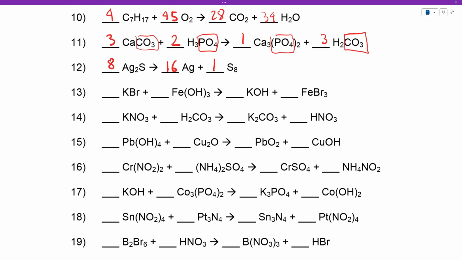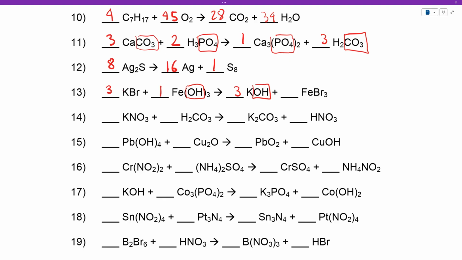Next, KBr plus FeOH3 yields KOH plus FeBr3. Again, I don't know how to pronounce brackets. So we notice this doesn't separate. Over here we have one of this bromine. Over here we have 3 bromines. So let's put 3 over here. So over here we have 3 potassiums now. So let's balance it by putting 3 potassiums over here. And the iron's already balanced. And the OH as well, because we put a 3 here.